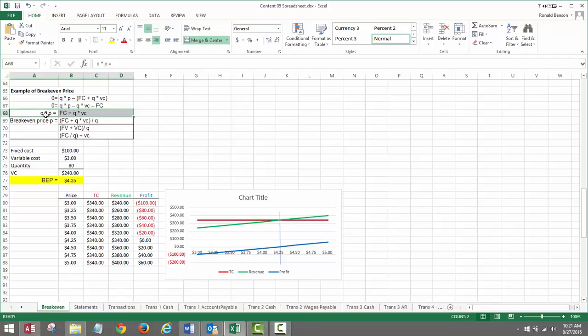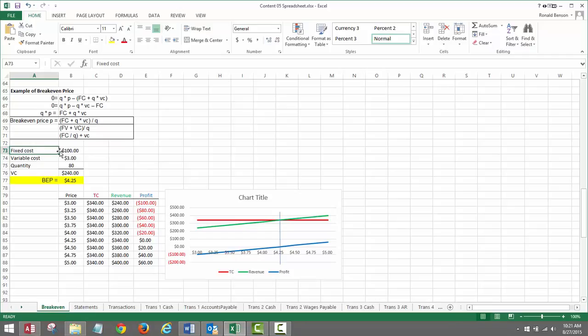We got quantity times price equals fixed cost plus quantity times variable costs. Well, the break-even price, P, is only on this side, so we divide by Q. Get the fixed cost plus Q times VC, which is the variable cost, and divide that sum by the quantity Q. And so that can be looked at two ways. It's fixed cost plus the total variable cost, since it's in caps, divided by Q, or it's the fixed cost divided by the quantity plus the unit variable cost. So either one of those equations work.